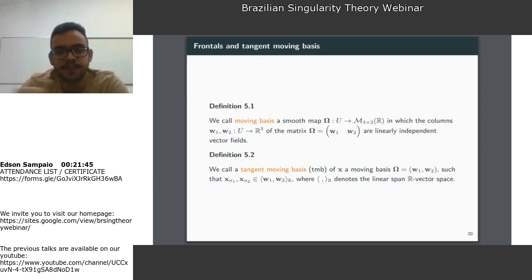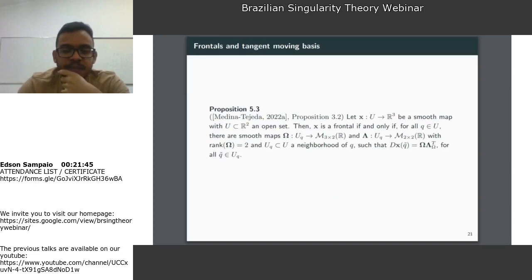And then, since we have this, I think it's good to show this proposition by Medina Tejeda. In this proposition, he characterized frontals in terms of tangent moving basis. Basically he showed that X is a frontal if and only if for all point Q taken in U, there are smooth maps omega in the space of 3x2 matrices and capital lambda in the space of 2x2 matrices, where the rank of omega is equal to 2, in a way that you can decompose the differential of X as this product here.